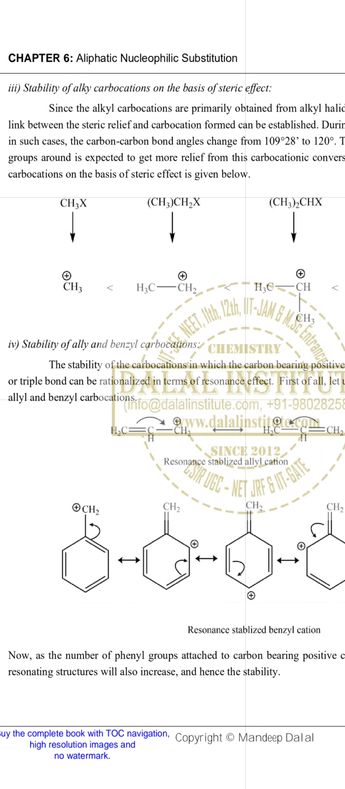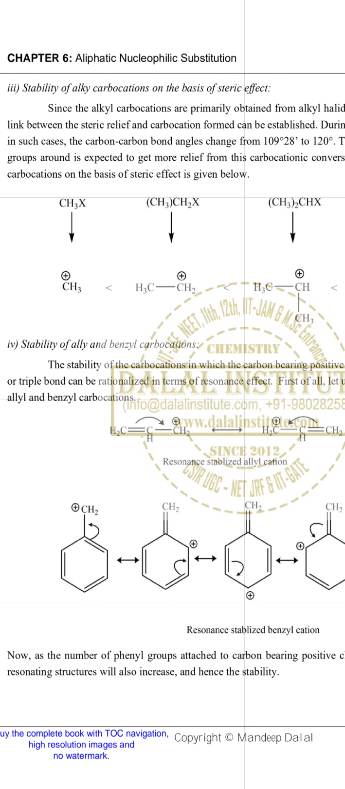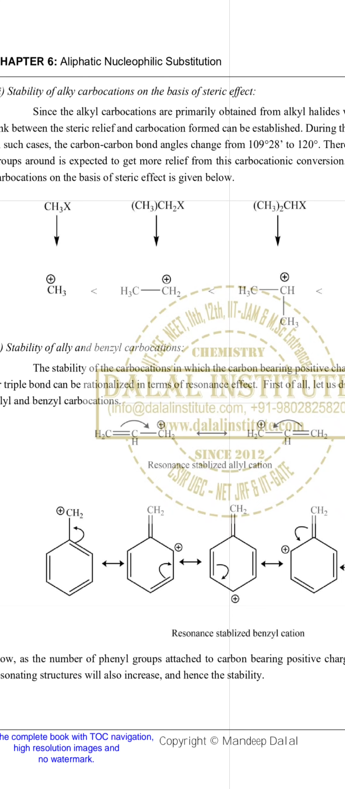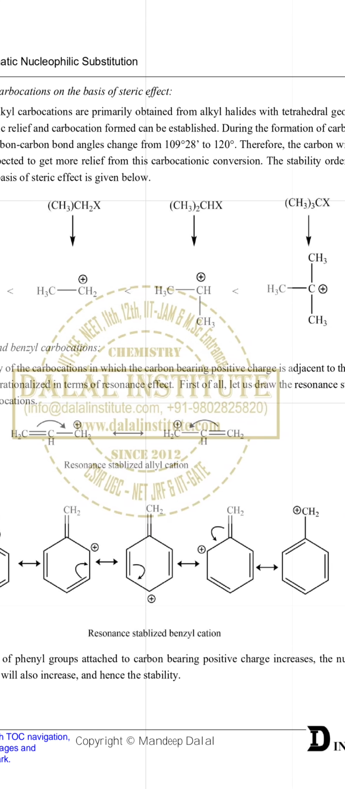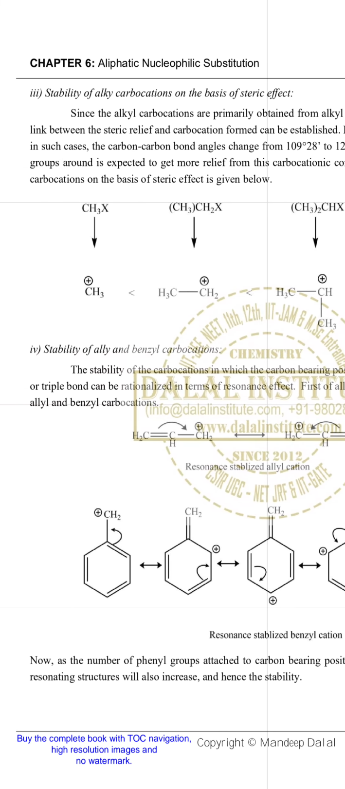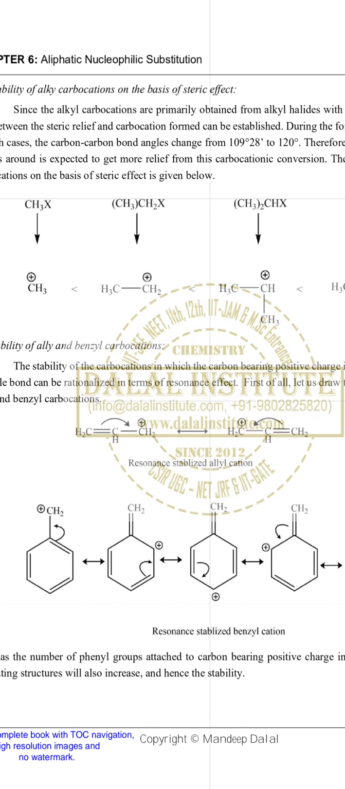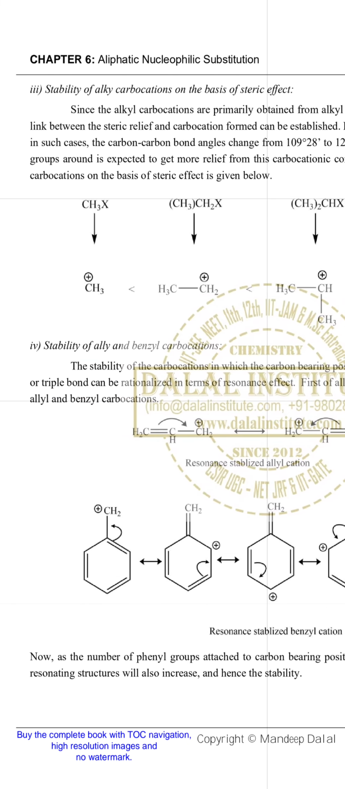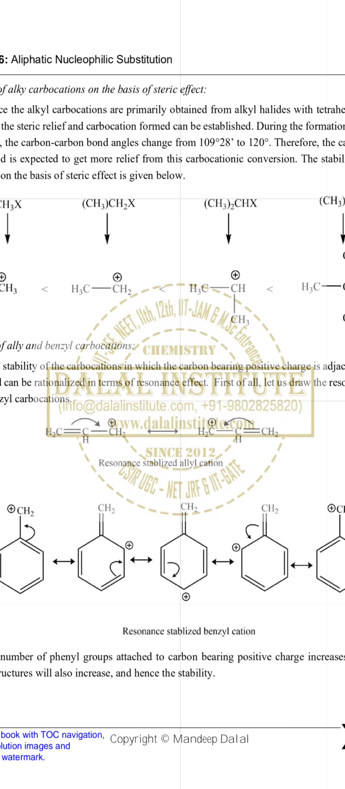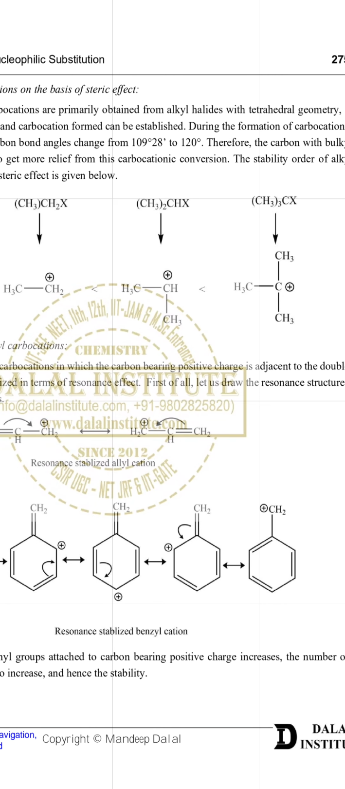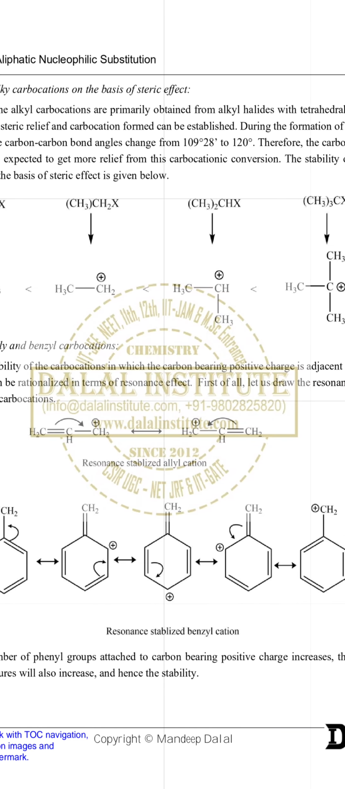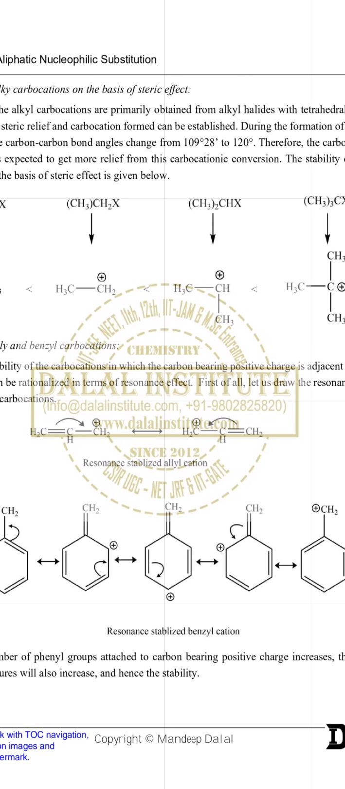Now, stability of alkyl carbocation on the basis of steric effect. Since alkyl carbocations are primarily obtained from alkyl halides with tetrahedral geometry, a link between steric relief and carbocation formation can be established. During the formation of carbocations, the carbon-carbon bond angles change from 109 degrees to 120 degrees. Therefore, the carbon with bulky groups around is expected to get more relief from the carbocationic conversion. The stability order is the same.